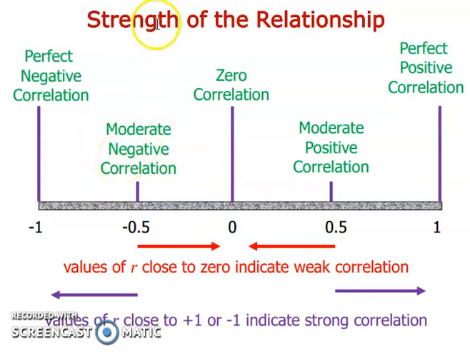But in terms of the strength, we will have a perfect 1 at the extreme right and a perfect minus 1 at the extreme left. So here is a perfect positive correlation. This is a perfect negative correlation. And here we say moderate positive correlation and also moderate negative correlation. Values of r closer to 0 indicate weak correlation. Values of r close to +1 or -1 indicate strong correlation.